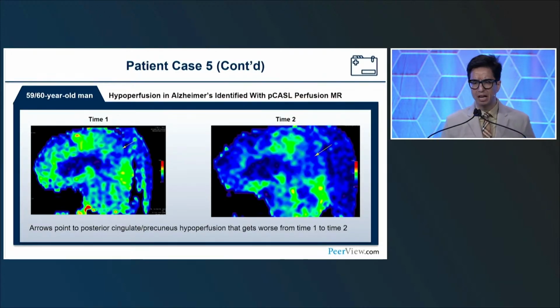But the ASL really helps in this case as well, because what you can see here, again, this is a product sequence. This is not a research sequence. You can get this on a variety of scanners out there. This is on a GE scanner in this case, and they give really good cerebral blood flow maps.